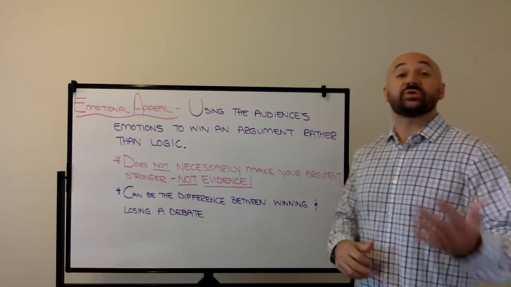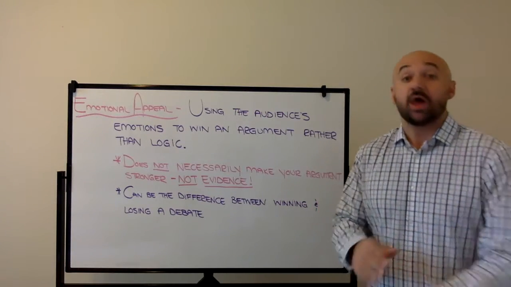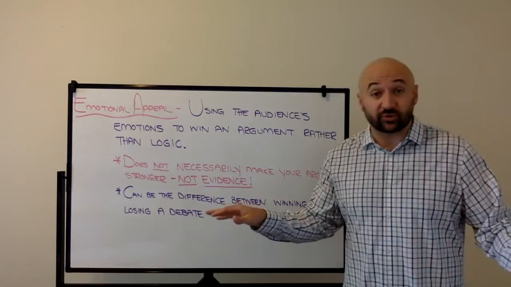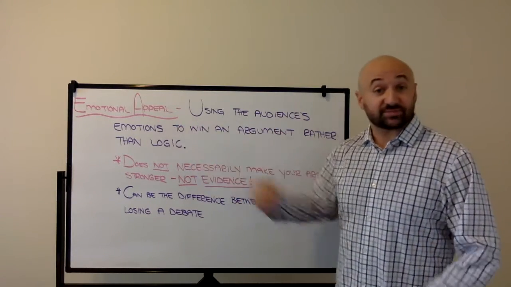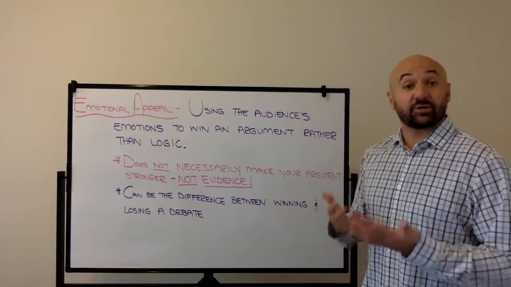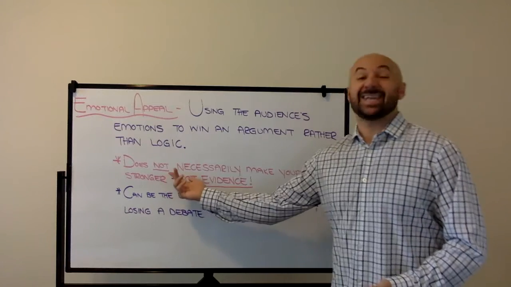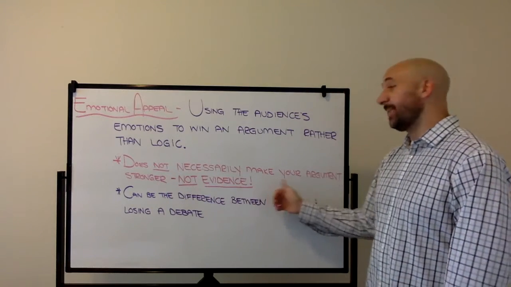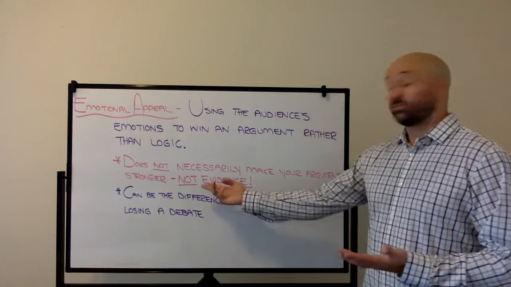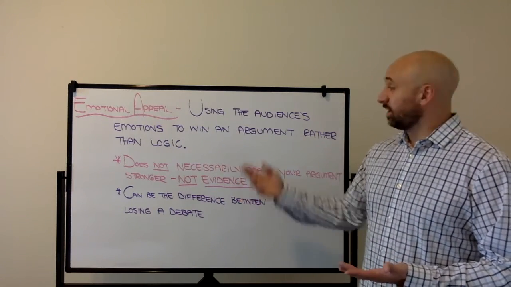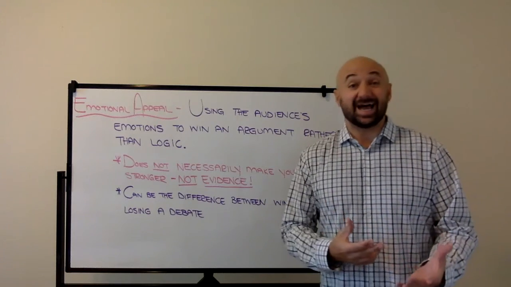All right, we've used statistics, we've used logic, things that make sense, factual data. Now we're totally going away from that. We're not using logic and we're using emotions. Now one thing about an emotional appeal that is very important for you to know is that this does not necessarily make your argument any stronger. The reason for that is you're not using evidence. An emotional appeal replaces evidence, but it is not evidence.